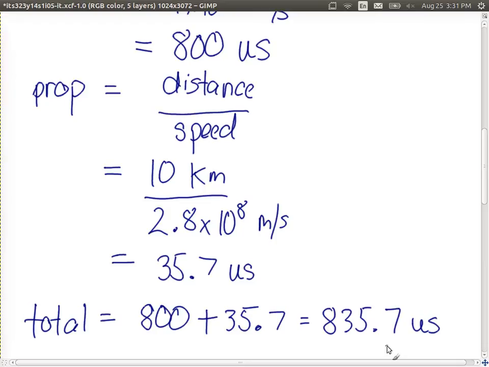Why don't we have to change the unit of this time? I skipped that step. So yes, 10 kilometers is 10,000 meters, kilo times 10 to the power of 3, divided by 2.8 by 10 to the power of 8 meters per second. Note that K is not a unit. K is what we call a prefix. The unit is meters. K is the prefix saying multiply by 1,000. The unit here is meters per second. Meters divided by meters per second leaves us seconds. So yes, I skipped the step of expanding the prefix.